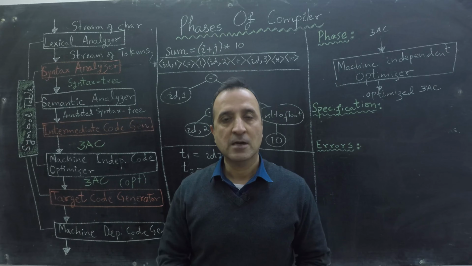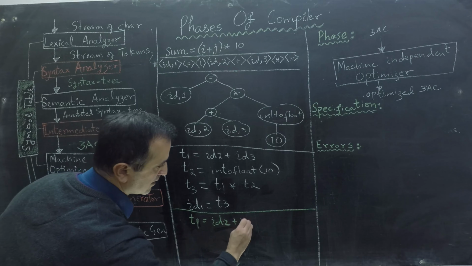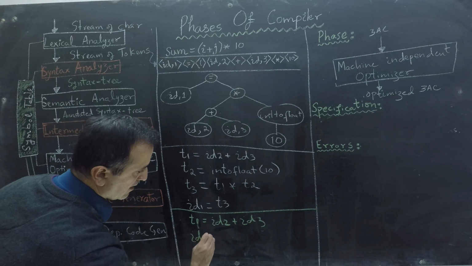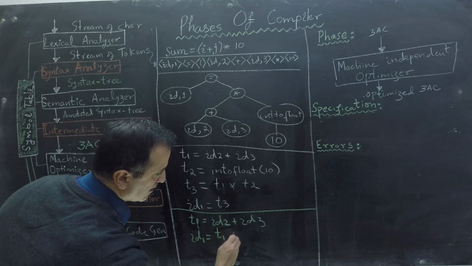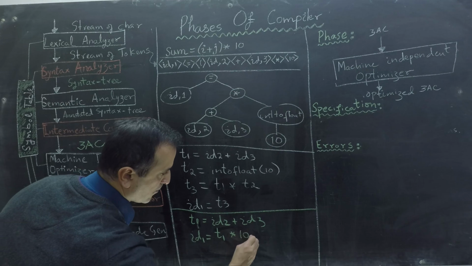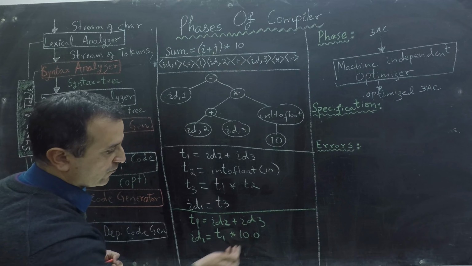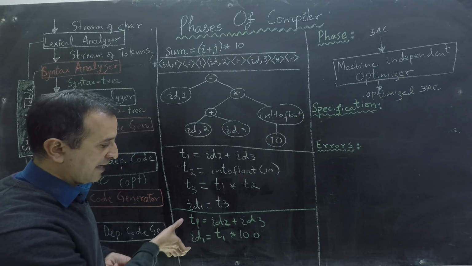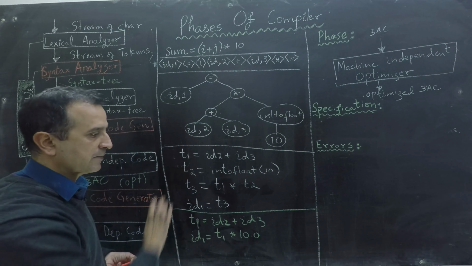Now let's optimize this code quickly. After optimization, our code could be like t1 equals id2 plus id3 and id1 equals t1 times 10.0. So we have already converted it into float. We don't have to use this integer to float function. We have removed many temporary variables and now our optimized code has only 2 lines as compared to the original code which has 4 lines. So this code will run faster and will take less RAM as compared to the original code. And we will learn lots of optimization algorithms in our future videos.